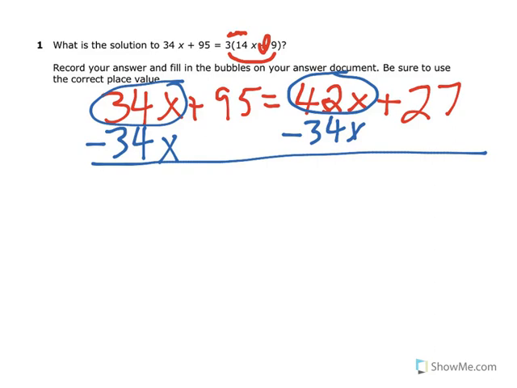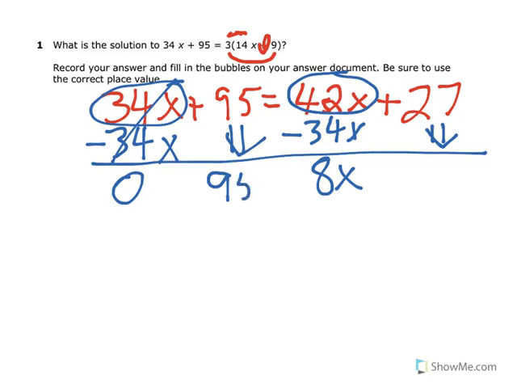So 34x minus 34x is 0. 42x minus 34x is 8x. Okay, now we still have the 95, which just moves down, and the 27, which just moves down. So 95 is equal to 8x plus 27.